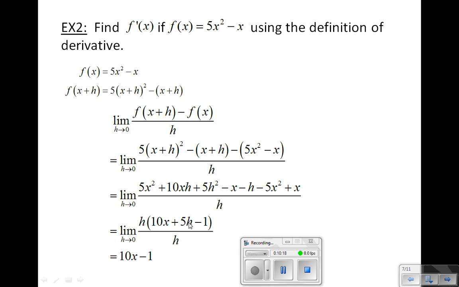All the ones that are left will have an h in them. Factor the common h out of those terms, cancel it with the bottom, and then go ahead and evaluate your limit. Let h go to 0. This term here will end up dropping out. I get my answer. So again, the 10x minus 1 is the equation for the slope of my curve at any particular value x. It's kind of like a handy little formula to tell you the slope of your curve.